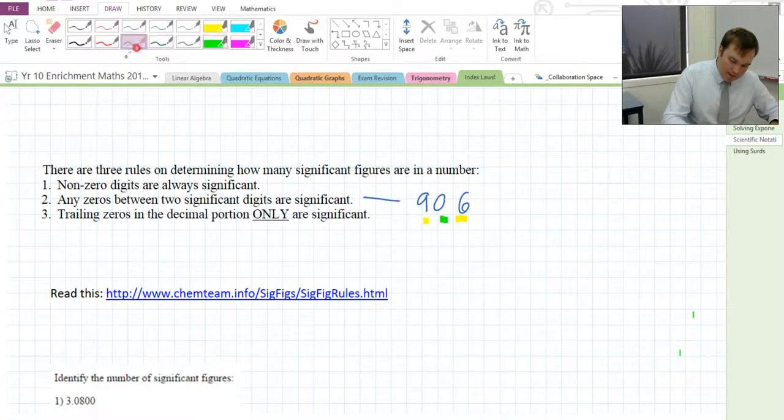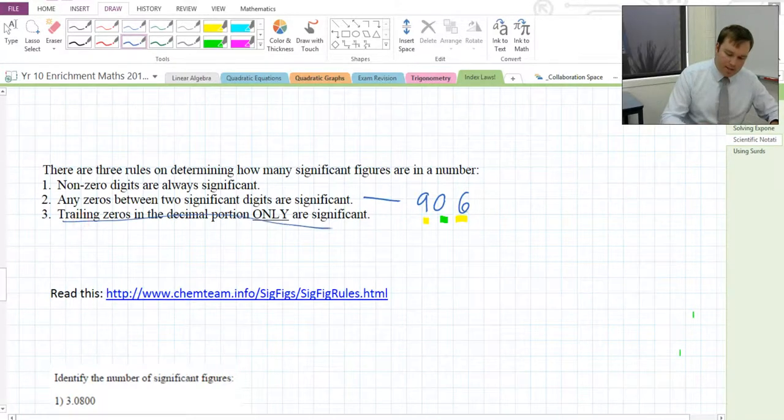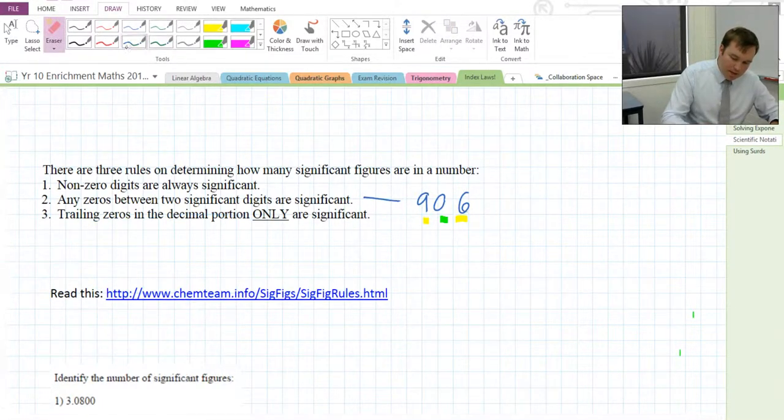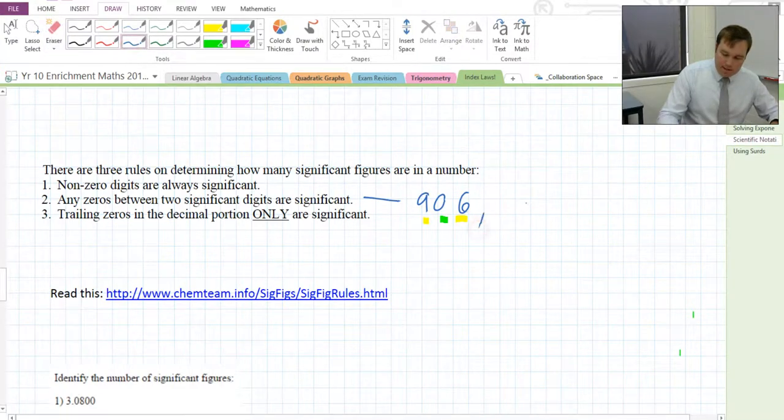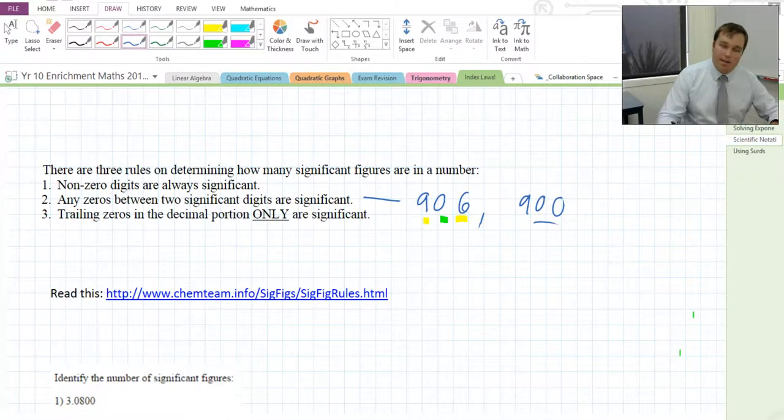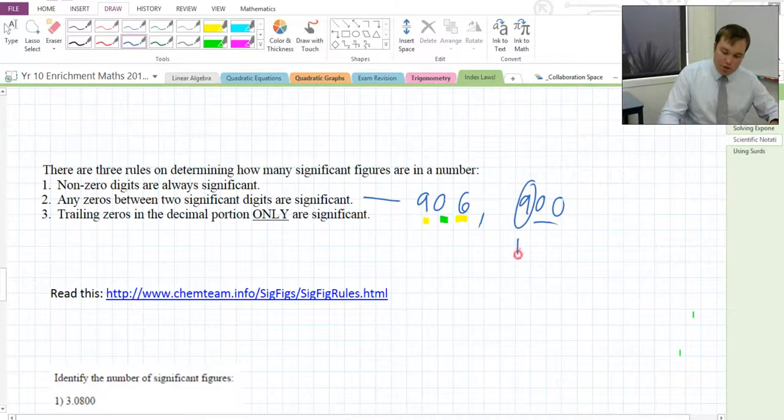Any trailing zeros in the decimal portion only are significant. That's where people really get confused. To carry this example a step further, 900 has trailing zeros behind it, but they're not in the decimal portion, therefore they're not significant. So the number of significant figures in this is just 1.